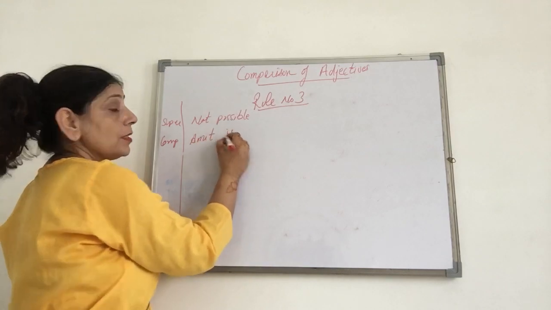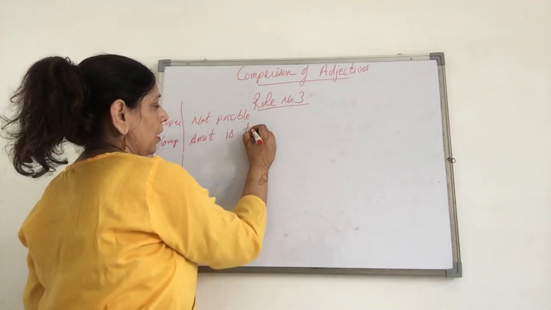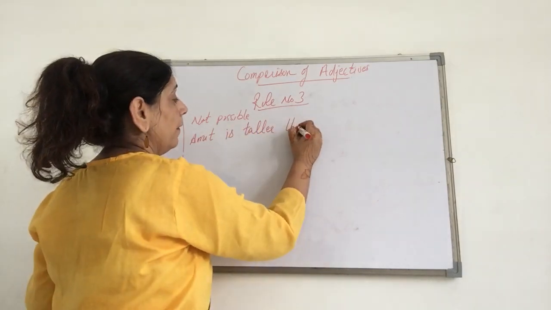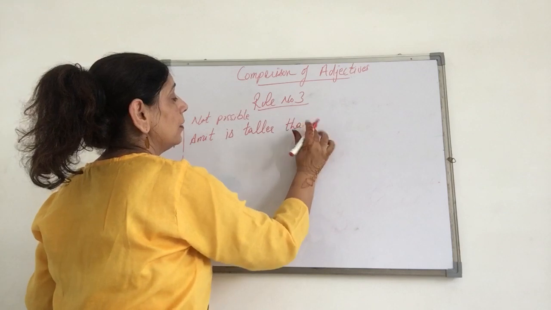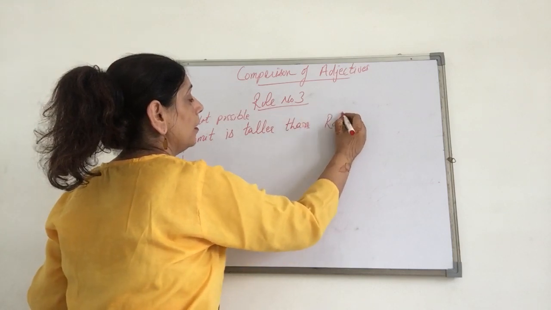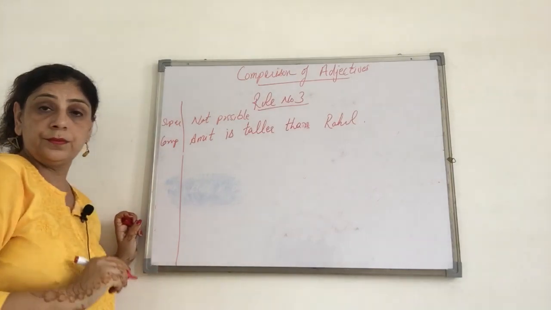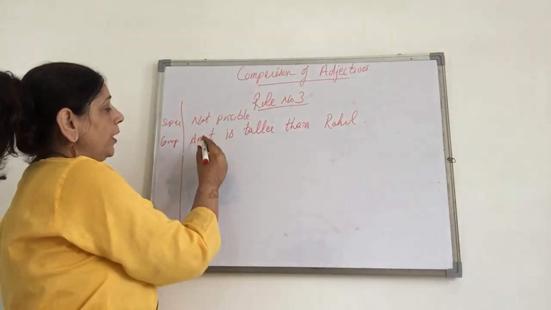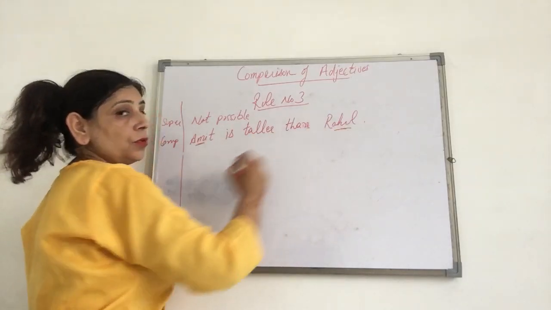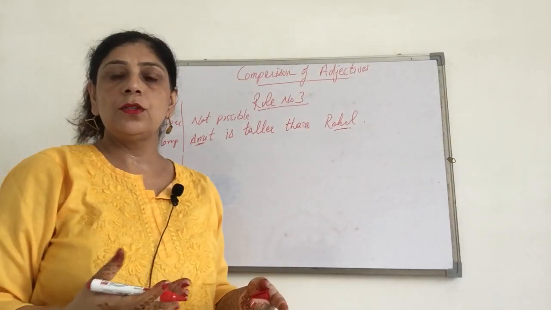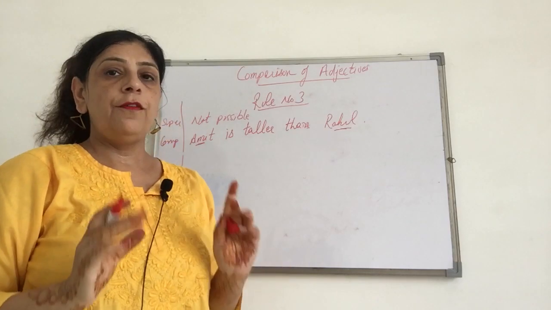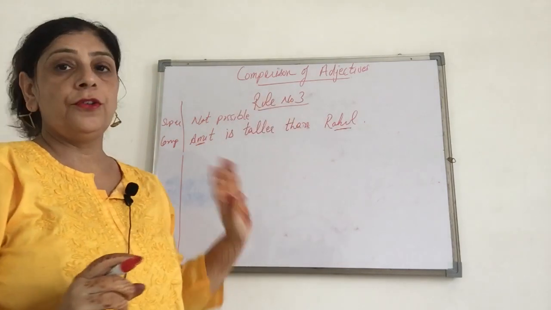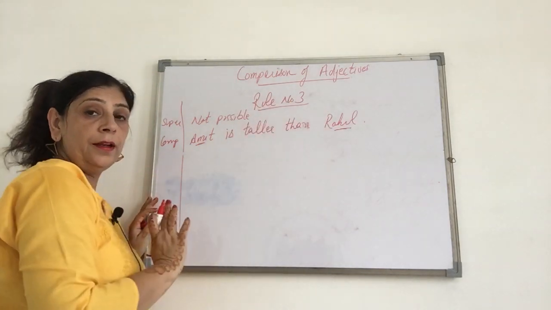Amit is, what is the comparative word? Taller. Amit is taller. What is the compulsory word for a comparative sentence? Than. Amit is taller than Rahul. Right? Rule number 3 is applied when only 2 people are talked about. 2 people, 2 things, 2 countries or whatsoever. When the comparison is only between 2 things, we apply rule number 3. Amit is taller than Rahul.